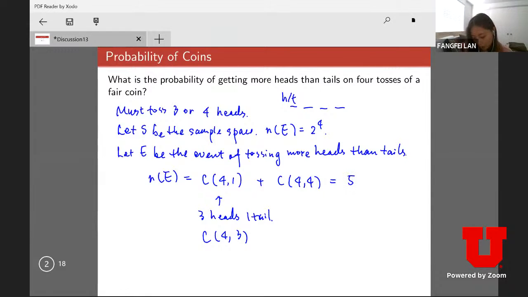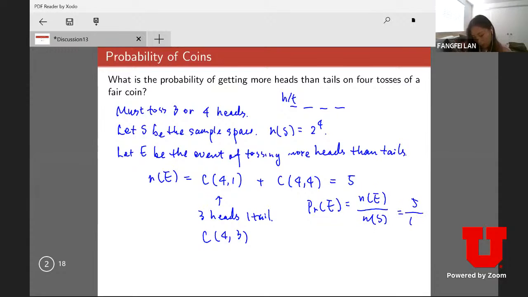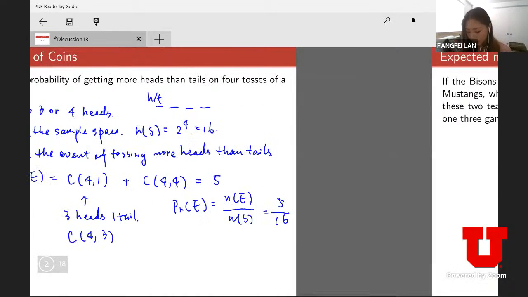So then what do we do? Oh, I made a mistake here. It's N of E over N of S. So what's the probability of E? You take the count divided by the size of the sample space. Yep. So that's 5 over 16. Make sense? Any questions? No? Okay. Let's keep going.